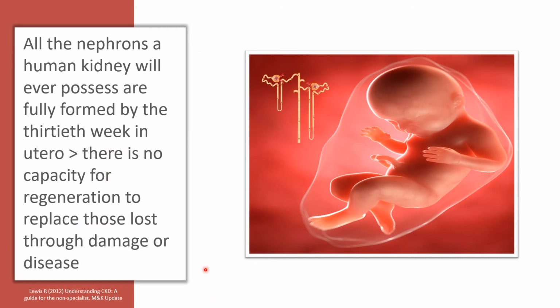Now look at this, how amazing is our body? All of the nephrons that a human kidney will ever possess in our lifetime are formed by the 30th week of a pregnancy. And the thing is, if we lose those nephrons because of damage or disease, there is no capacity for them to be regenerated. So by the 30th week of pregnancy, we will have had all the nephrons that we will ever possess.